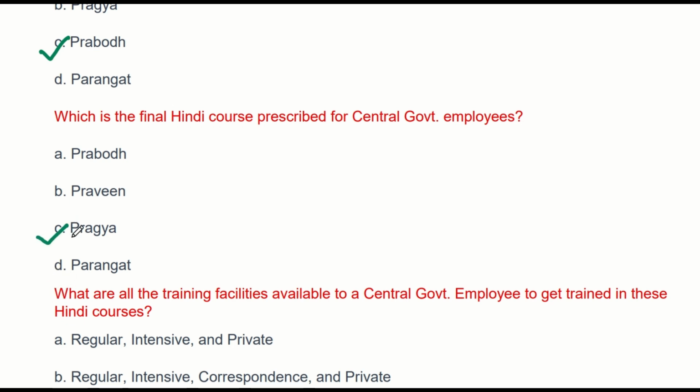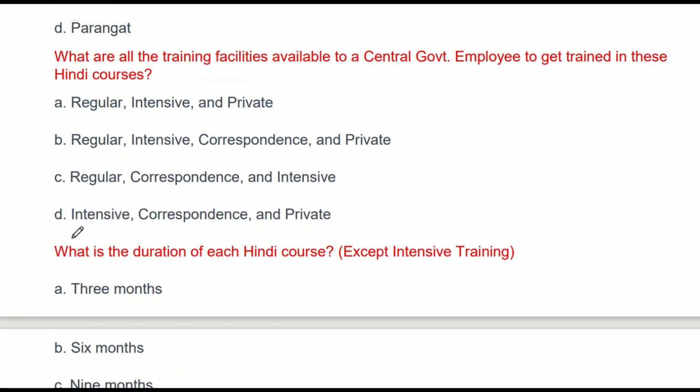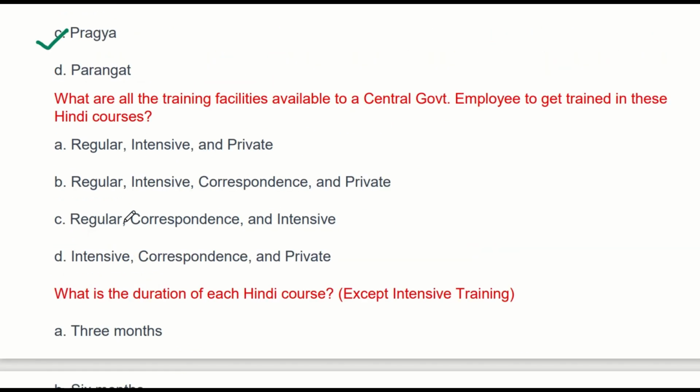Pragya. What are all the training facilities available to a central government employee to get trained in these Hindi courses? A. Regular, intensive, and private. B. Regular, intensive, correspondence, and private. C. Regular, correspondence, and intensive. D. Intensive, correspondence, and private. And right option is option B. Regular, intensive, correspondence, and private.